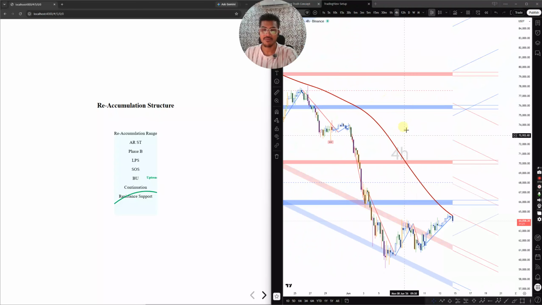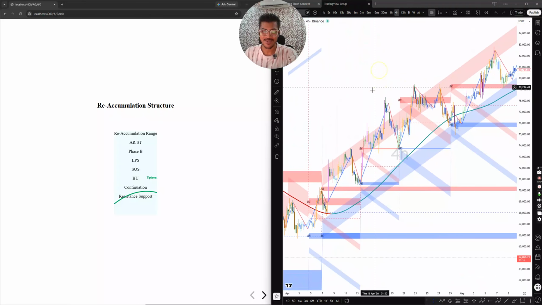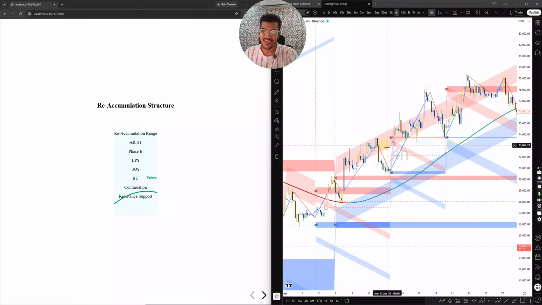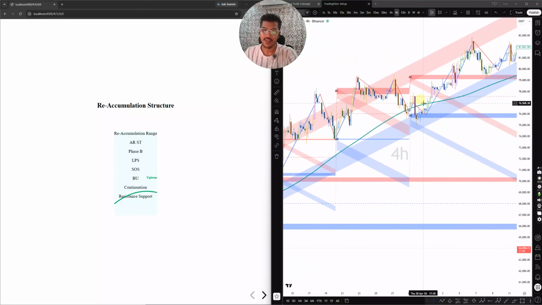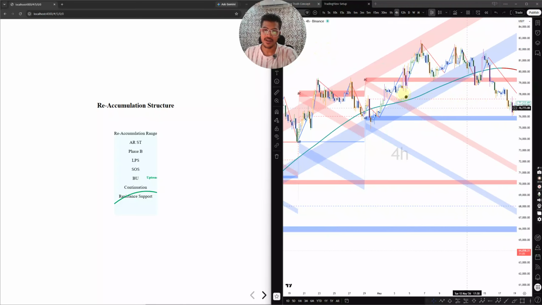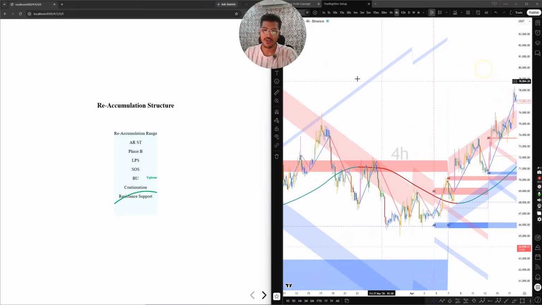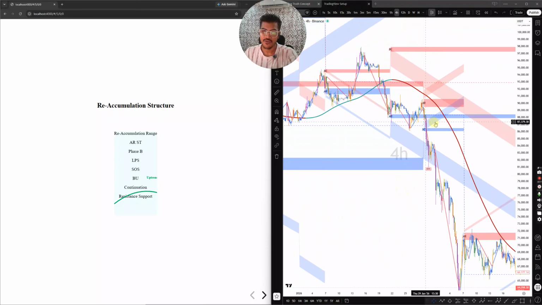Hang on, I'm getting confused, guys. Sorry about that. I hope you're not getting confused, but yeah. Here, you can see this is a reaccumulation, reaccumulation, reaccumulation. All right. Then when the market goes down, the continuation pattern around here is your redistribution here.